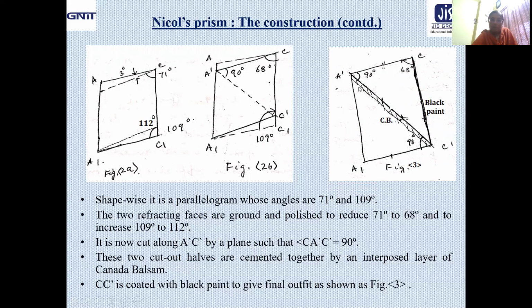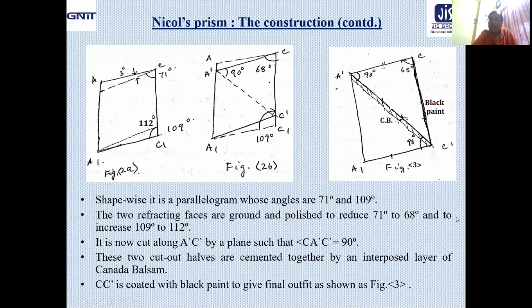very special one as chosen by Nicol. Okay. Now, the side CC prime is also coated with a black paint. So this is the final outfit of the Nicol prism, which will be considered for working as polarizer as well as analyzer. So this is the entire construction part I discussed in detail in these 3 steps. So the incorporation of Canada balsam within the calcite is very, very important.